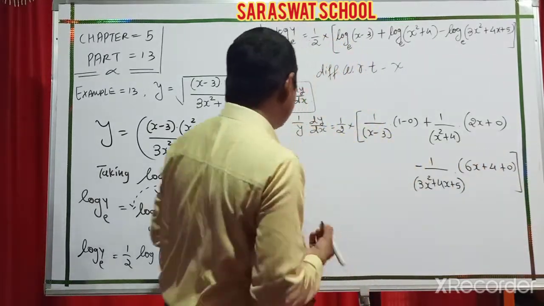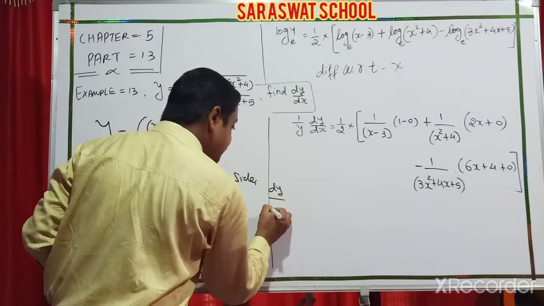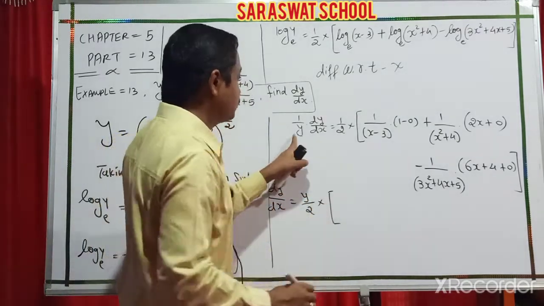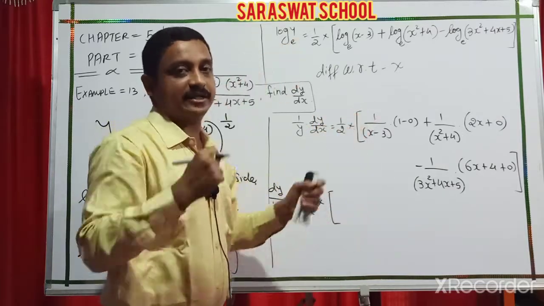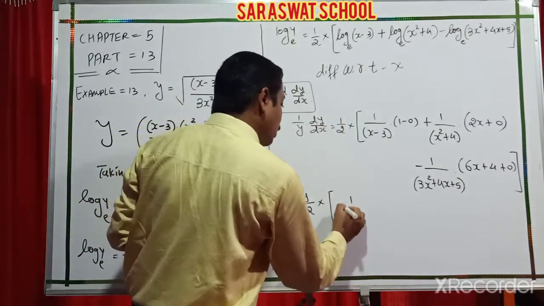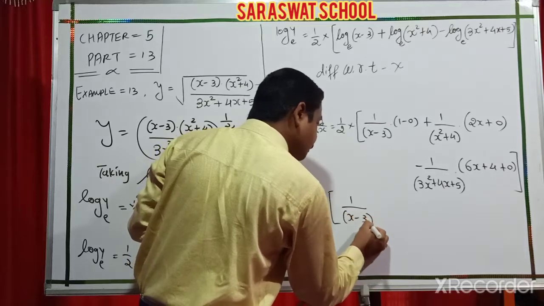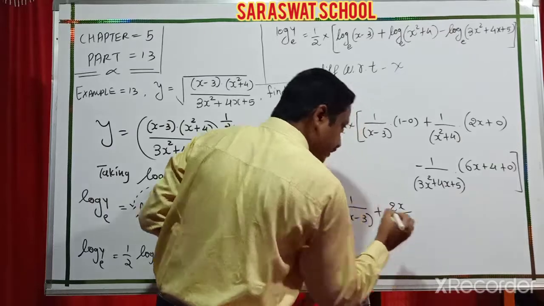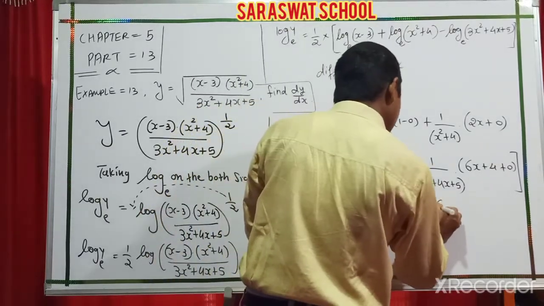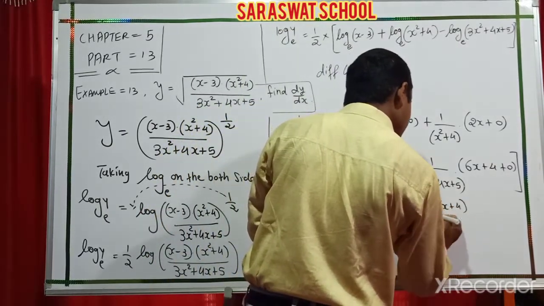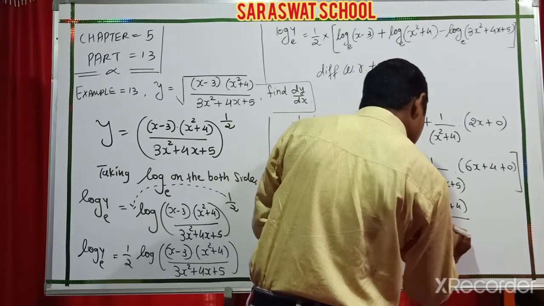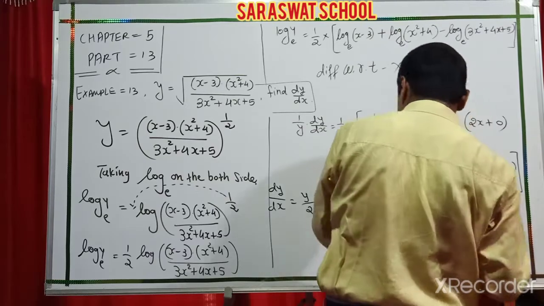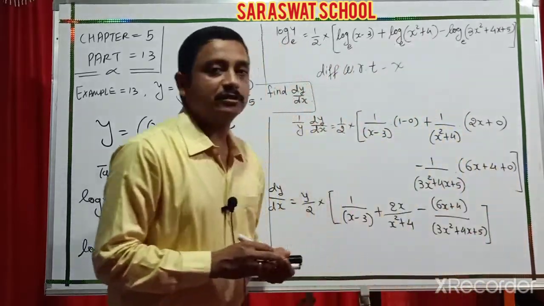So finally you get the value of dy by dx: y by 2, because I converted to the right side, and the remaining value is 1 upon x minus 3, plus 2x by x square plus 4, minus 6x plus 4 by 3x square plus 4x plus 5. Yes students, up to here this numerical is done.